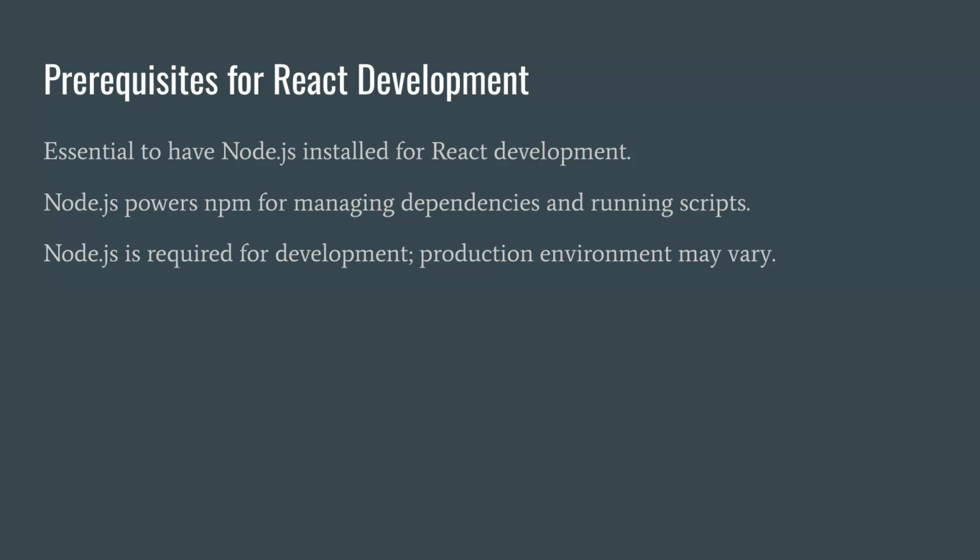So it allows users to manage project dependencies and run scripts necessary for development, such as starting a development server, building an app, or running tests. Installing Node.js is straightforward, and it's important to note that while Node.js is essential for development, the production environment might differ based on the project's architecture and deployment needs.